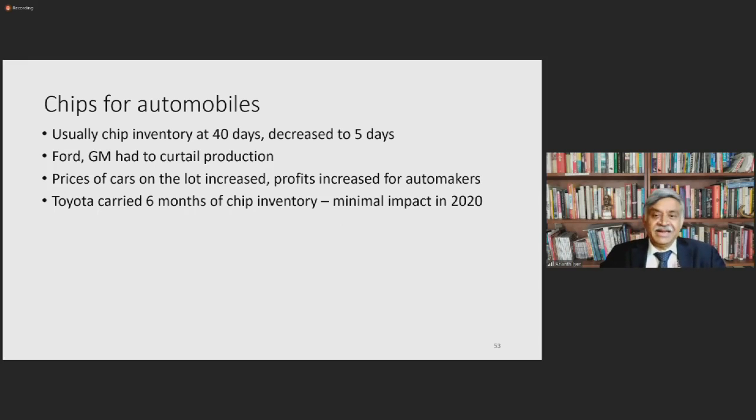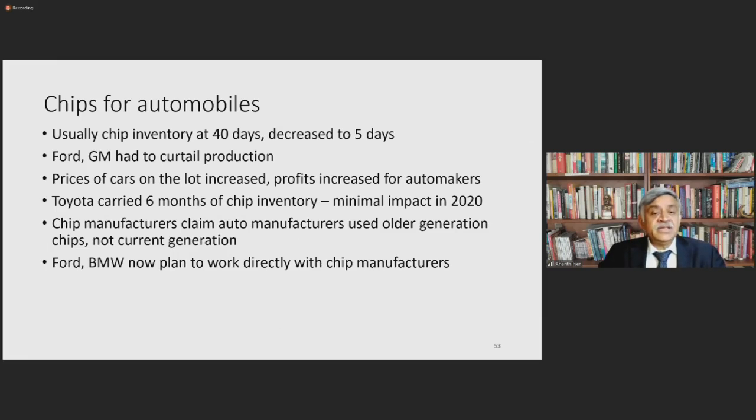And so, of course, you realize that revenue is price per unit times quantity. If quantity decreases and the price per unit increases, your overall revenues may remain the same, and you may, in fact, increase profits. Well, unlike Ford and GM, Toyota had carried 6 months of chip inventory. And you might say, well, isn't this the company that did just in time? Well, yes, they did just in time, but they realized that the chip supply chain had potential for disruption, and it may be best for them to carry inventory. So at least in 2020, they had minimal impact.